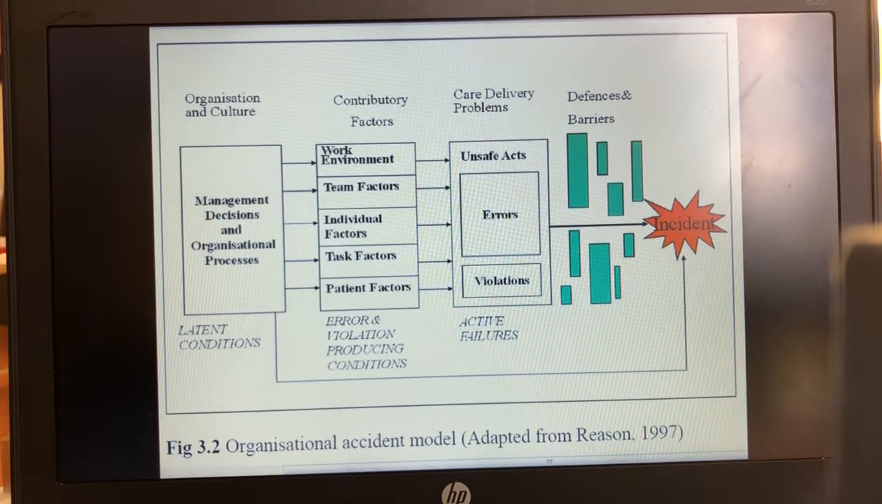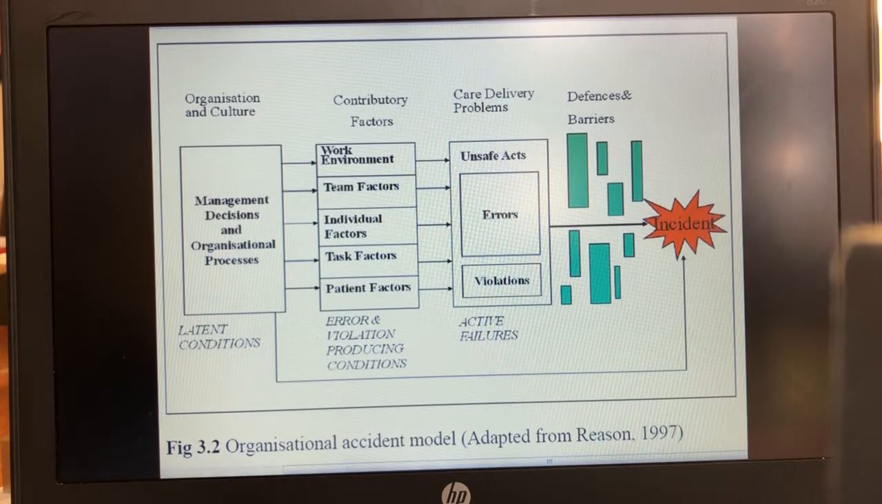And these 7 levels, so work environment, team factors, individual factors, task factors, and patient factors, as well as the organisation and culture of the management decisions and organisational processes, really describe the contributory factors and influences on safety under these broad headings. And during the module in the classroom, we will be applying these to a particular incident to understand how we can use this in assessing and understanding better how errors happen.